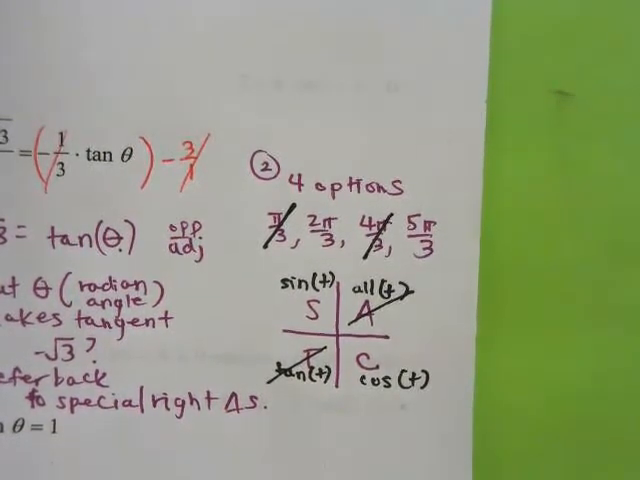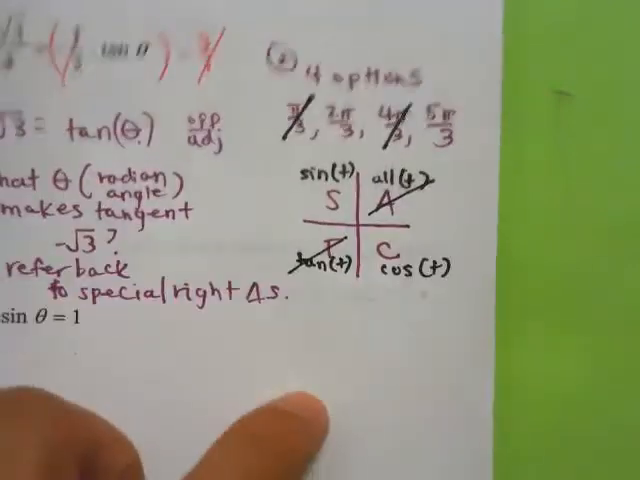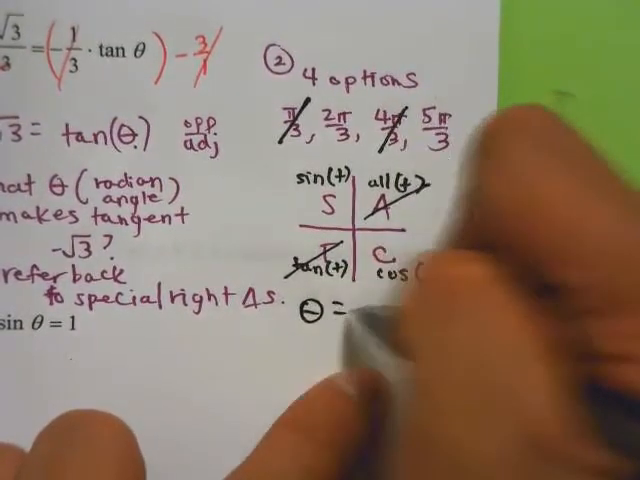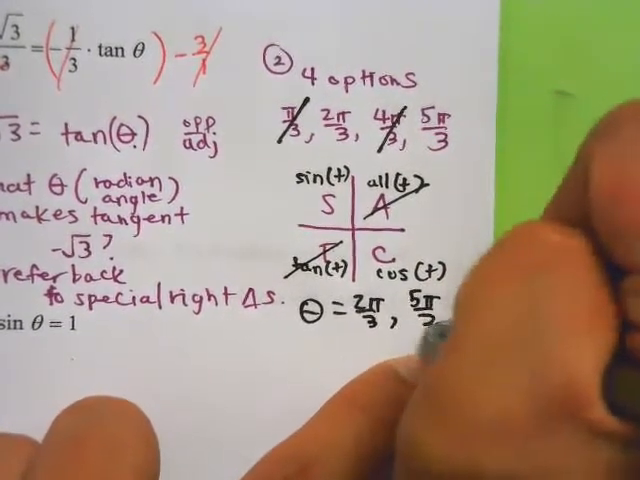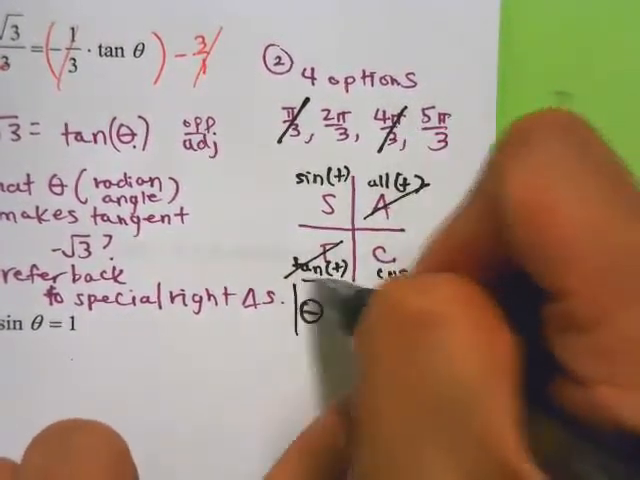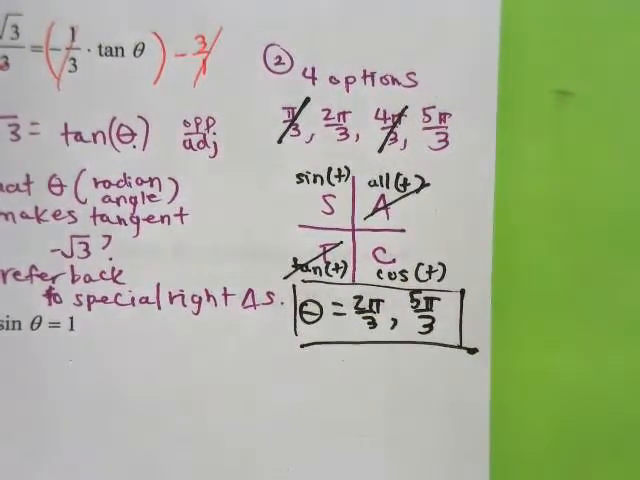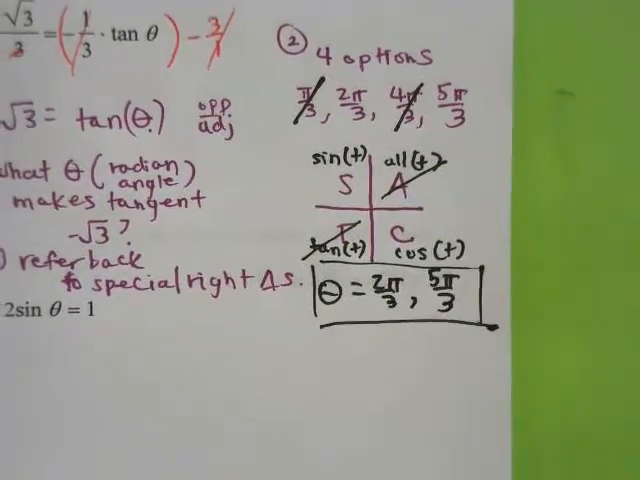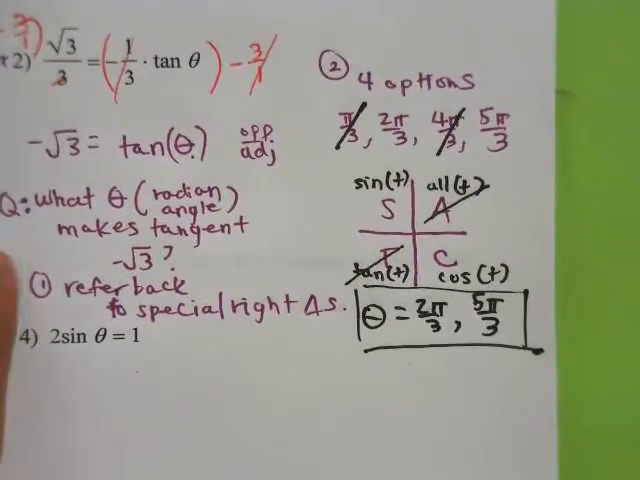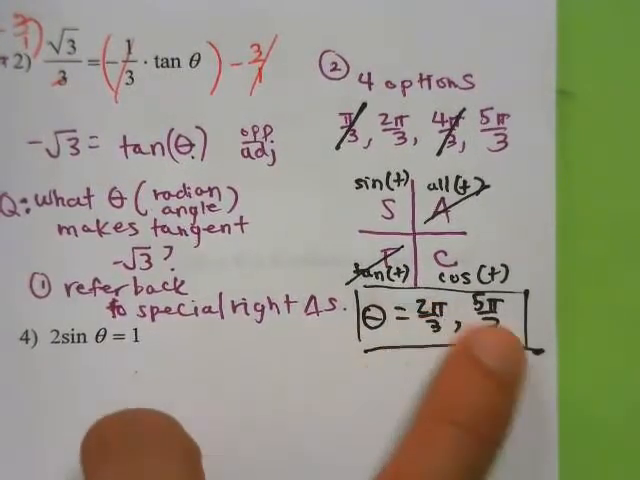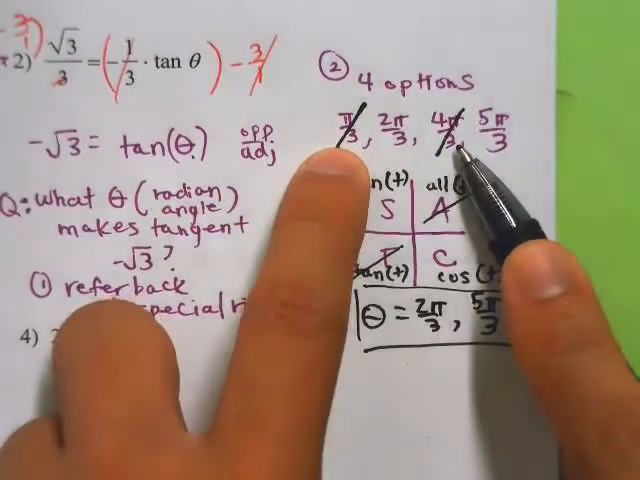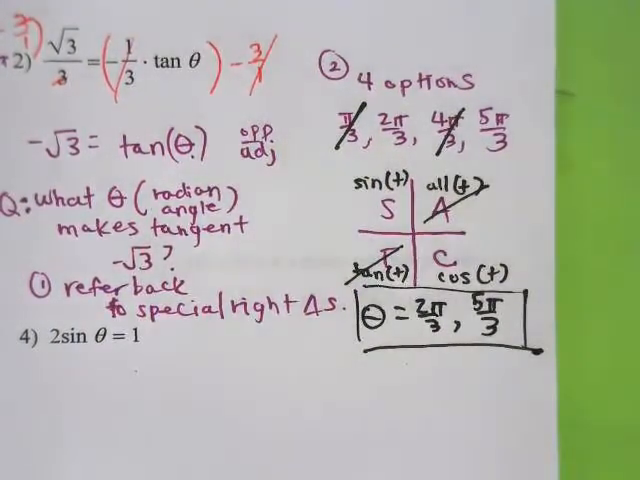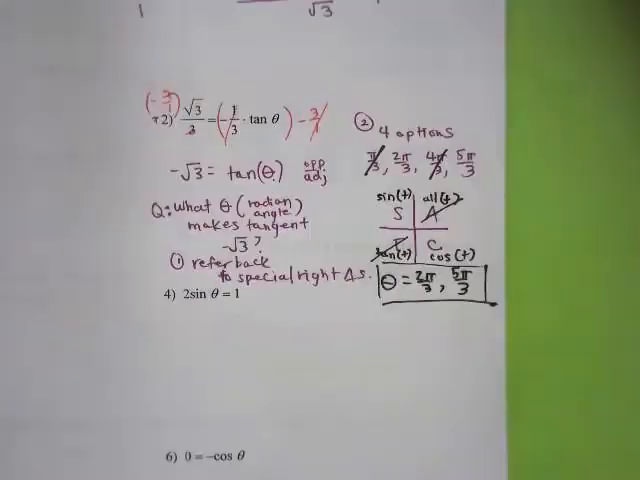So you have 2 answers. So your radian is going to equal 2 pi over 3 or 5 pi over 3. You need to list both of those answers in order for it to be correct, because now you have 2 possibilities of getting negative square root of 3. It's either 2 pi over 3 or 5 pi over 3. You cannot get it with these because it's going to make positive square root of 3, which we don't want. Okay, so that's number 2, and so this is how it works.